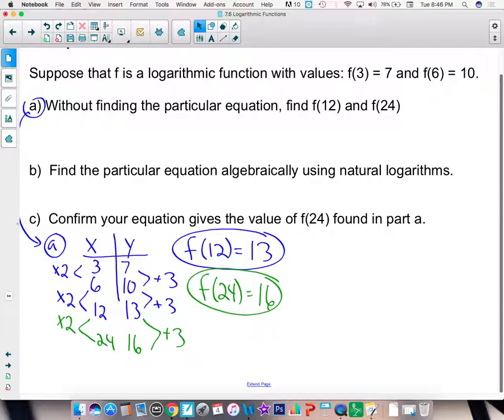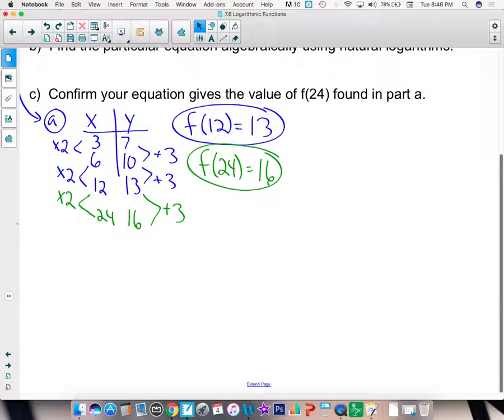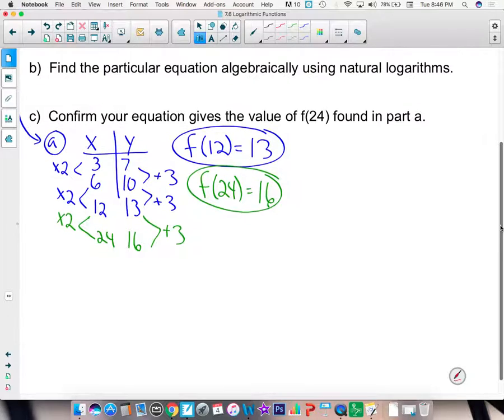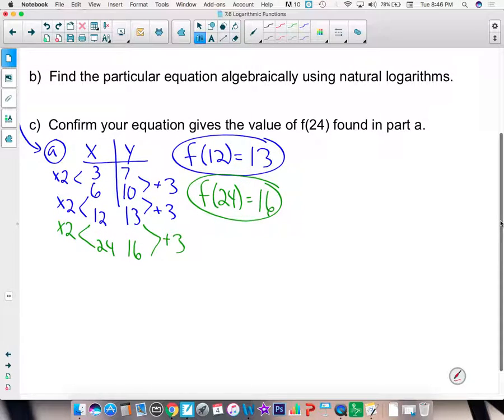Okay, so now for b. B is where it gets a little bit tougher. It says find the particular equation algebraically using natural logarithms. So just like when we found power functions before, we're going to have to plug them into our general form. So our general form equation was this. We're just going to assume that we have base 10. So plugging in our points, x, y, x, y, those are the two equations we're going to make.